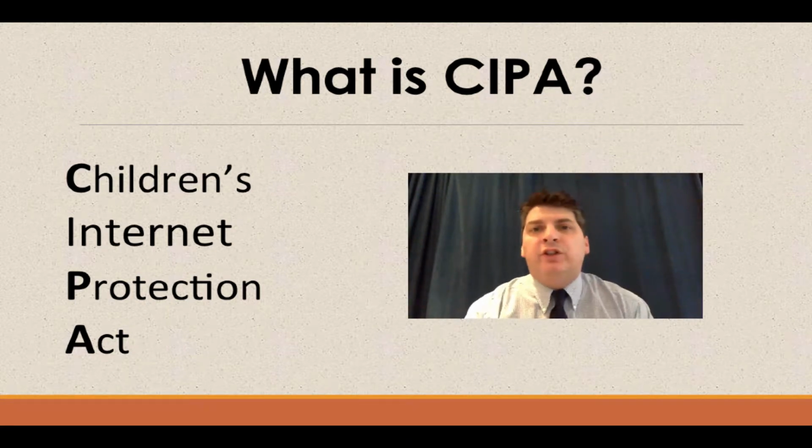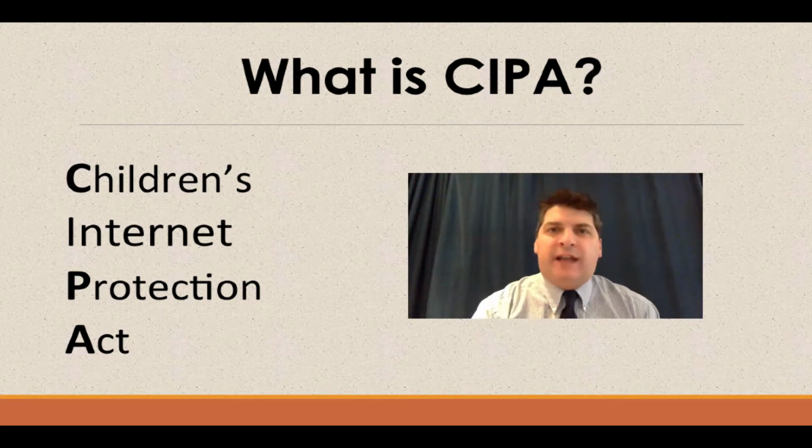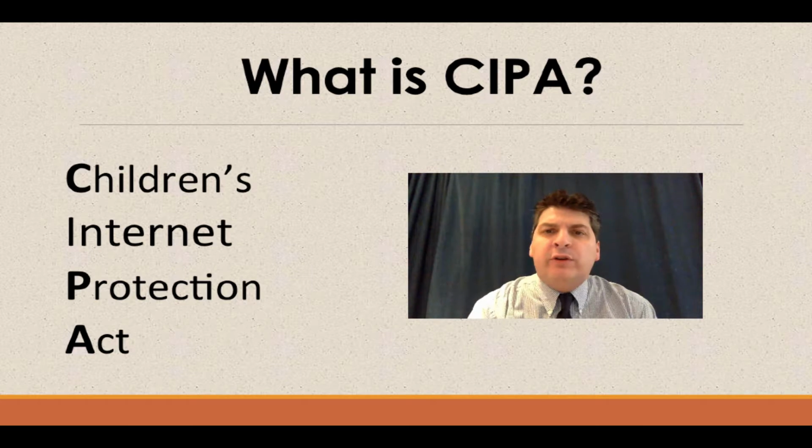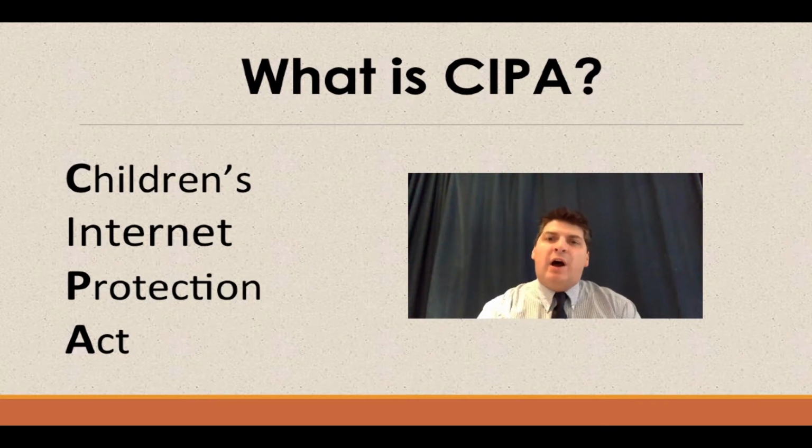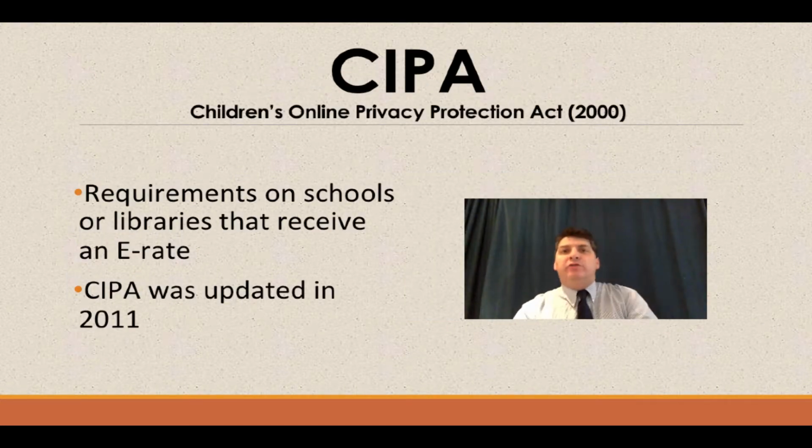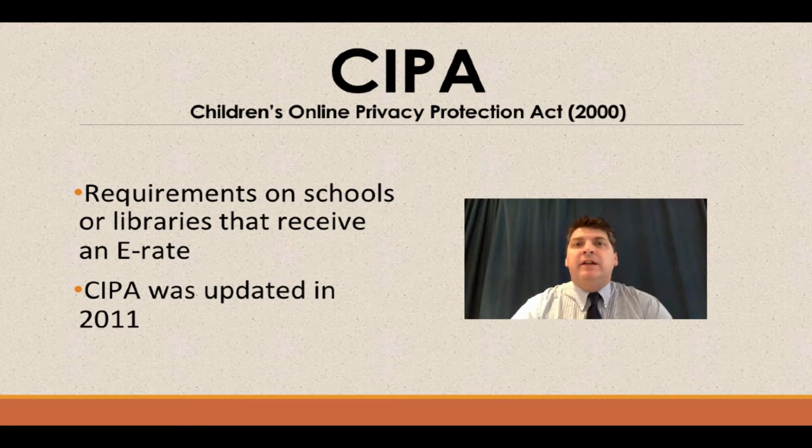CIPA stands for the Children's Internet Protection Act. It was enacted by Congress in the year 2000 to address concerns about children's access to harmful online content. CIPA imposes certain requirements on schools and libraries that receive discounts for internet access and internal connections through what's called the E-rate program. The E-rate program makes certain communication services and products more affordable. The law was expanded in 2011 to include the new technologies.